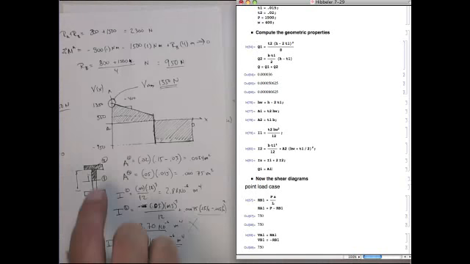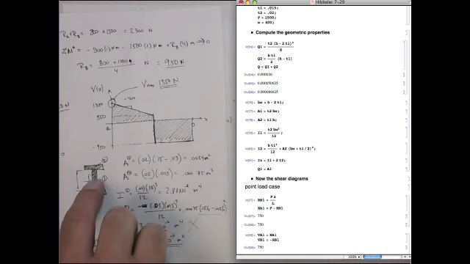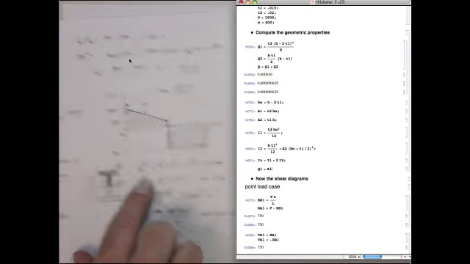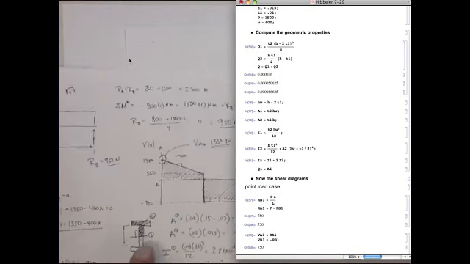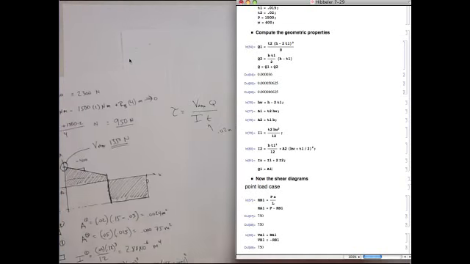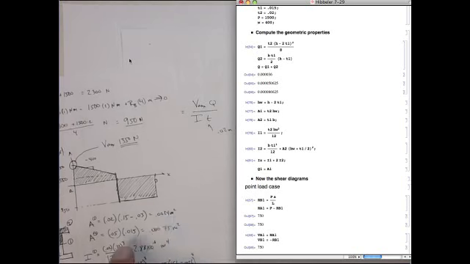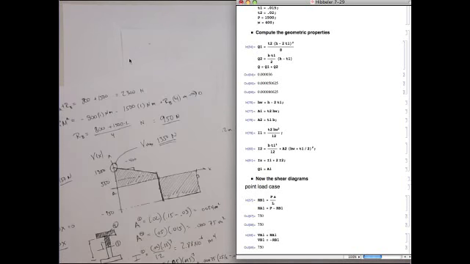Right? The Q I needed for this area for the first section is half of the area 1. And I didn't put that in here. I used the 0.024. This really needed to be 0.024 divided by 2. Okay?